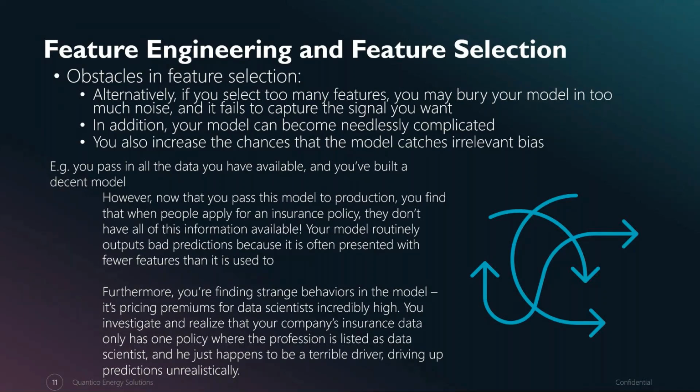Also, your model can become needlessly complicated. In general, in data science, what we want to do is keep our model as simple as possible while still being effective. And then lastly, you increase the chances that the model catches irrelevant bias. When I say irrelevant bias, I mean your data isn't always going to be 100% comprehensive. And so if your data has a bias, then that bias will become more and more apparent the more bad quality data you pass in.